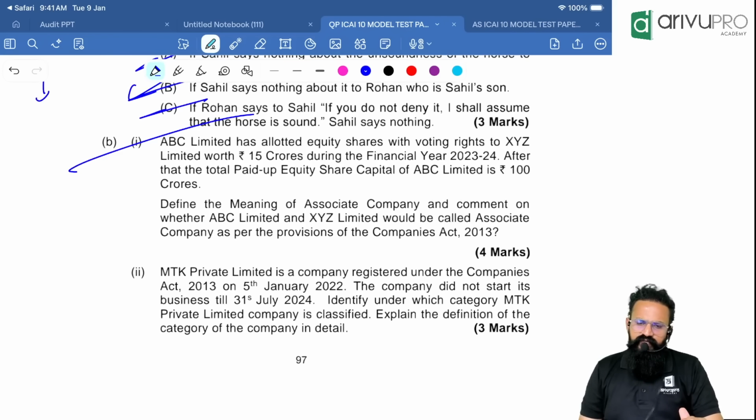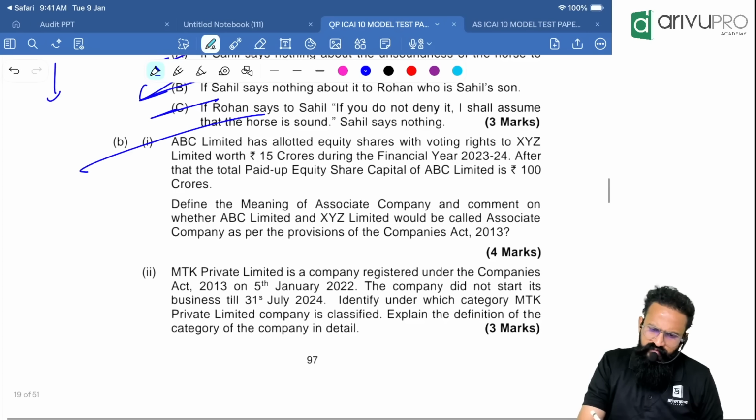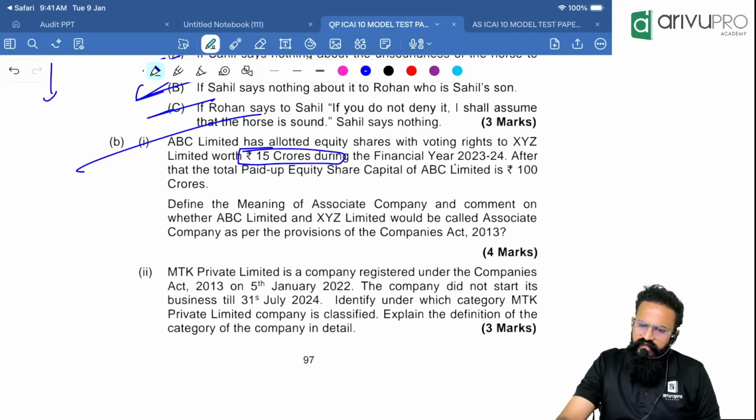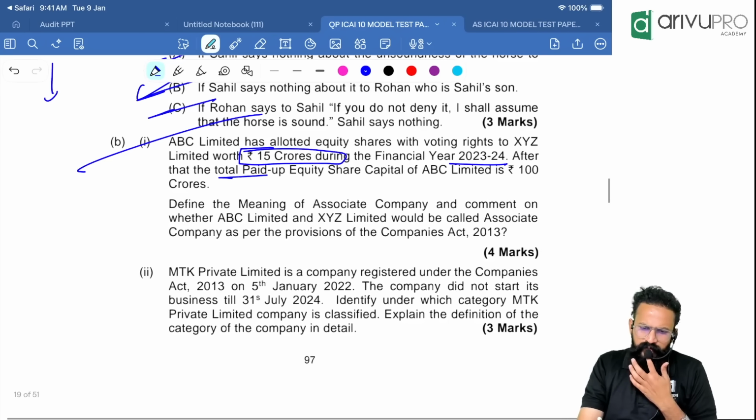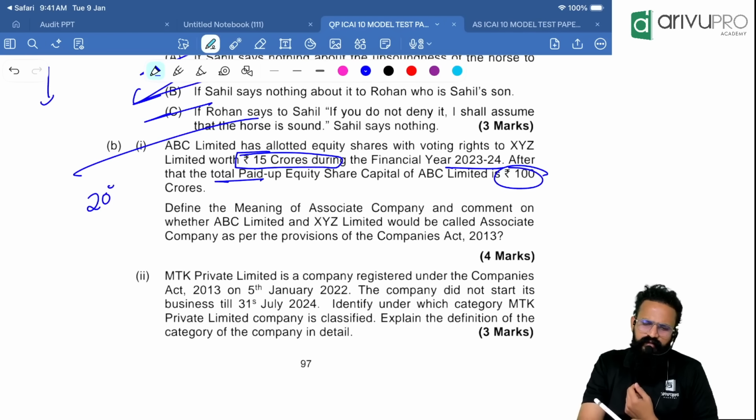ABC Limited has allotted equity shares with voting rights to XYZ Limited worth 15 crores during the financial year. After that, total paid up equity share capital of ABC Limited is 100 crore. Define the meaning of associate company and comment whether ABC Limited and XYZ Limited would be associate companies as per provision. For a company to become an associate company, 20% should be there. That is, minimum 20 crore should have been there. In this case, no.